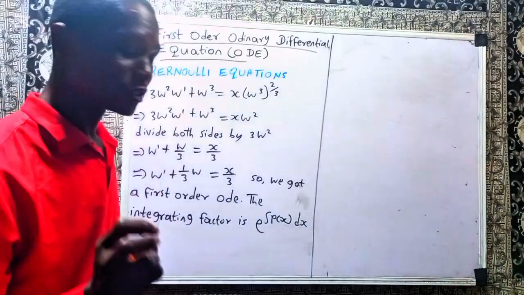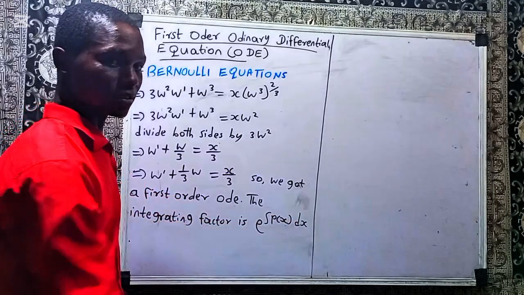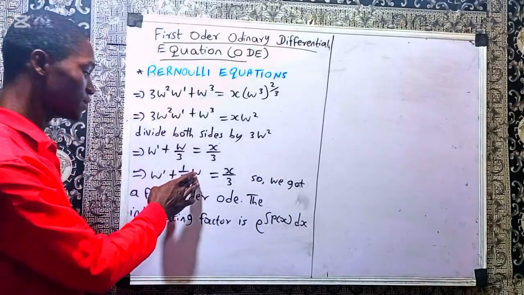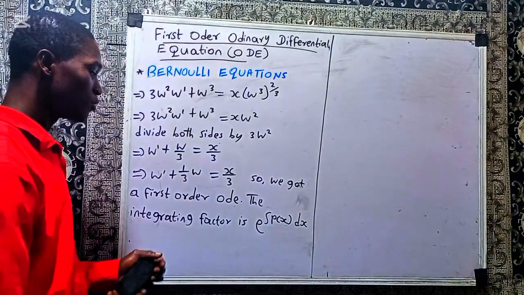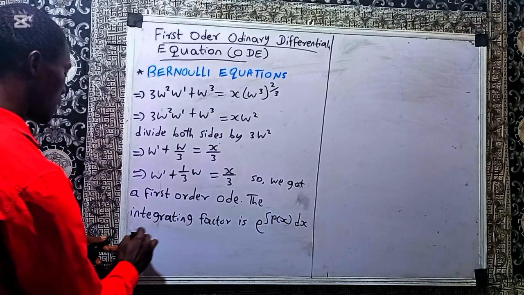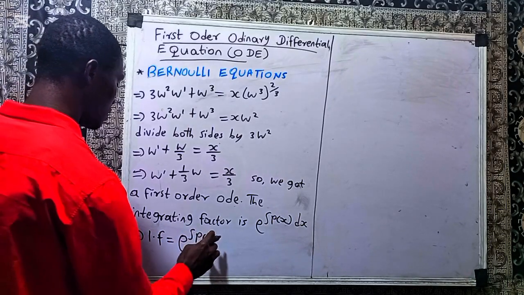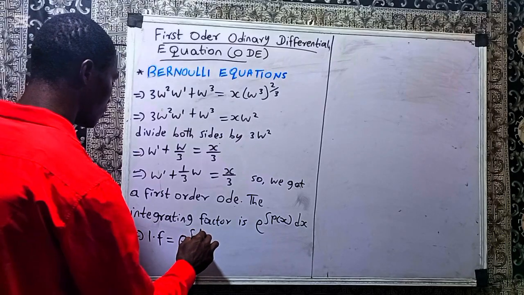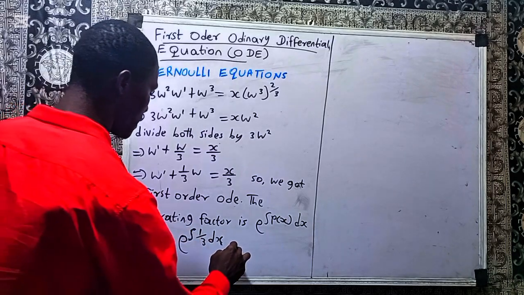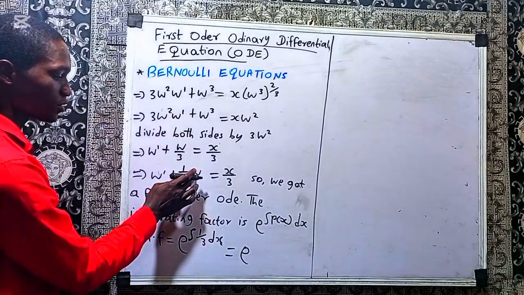Now if you have a first order ODE, the integrating factor is given by exponential integral of p of x dx. p of x is the coefficient of the dependent variable. The dependent variable in this case is now our w. What's the coefficient? 1 over 3. So our integrating factor I.F. is equal to exponential integral of 1 over 3 dx, because our p of x is 1 over 3, the coefficient of the dependent variable.